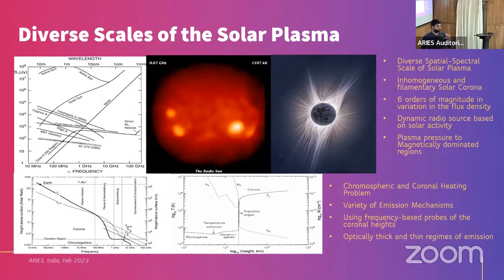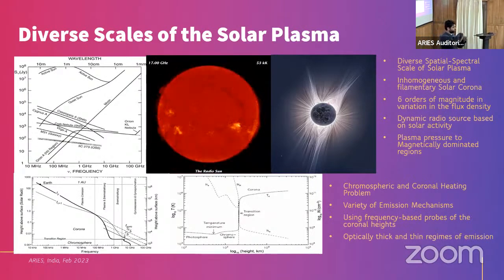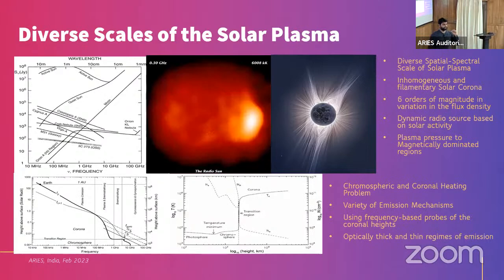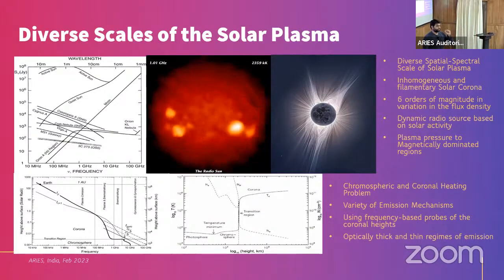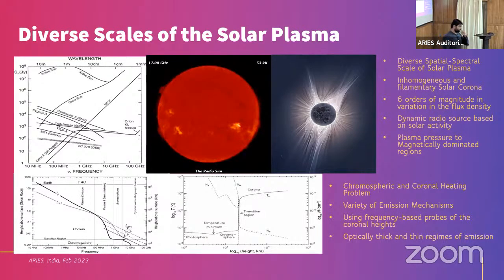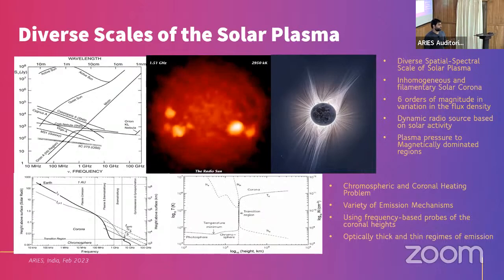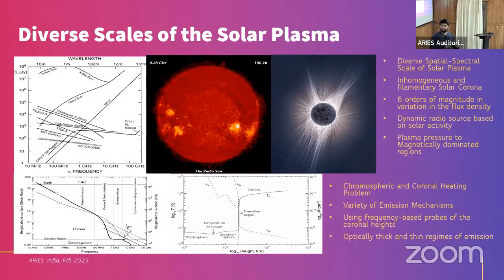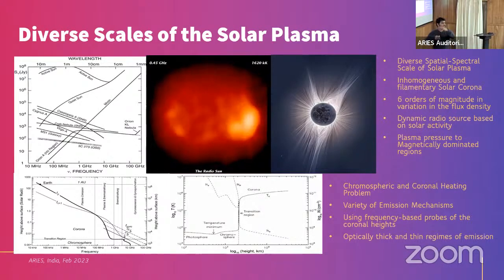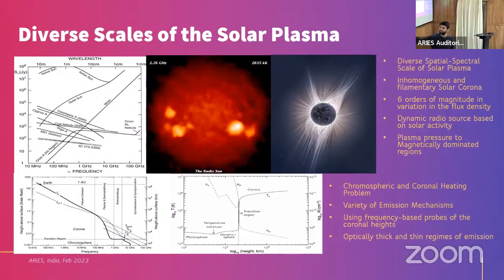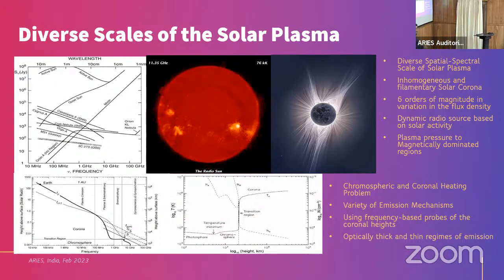This is a key feature, because if some low level activities are happening, you detect them very nicely in radio waves. For example, a very weak flare, which you cannot observe in X-rays or even in UV, you see its signature in radio because of this contrast. So this is a key point. At low frequency, you detect larger values.